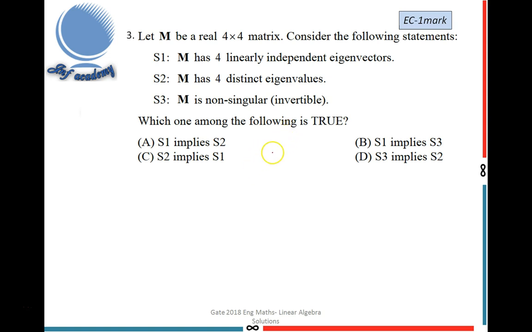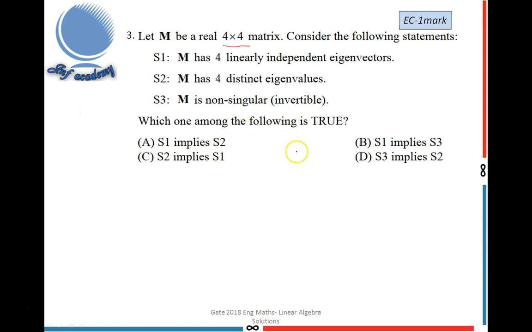Let's move on to the third problem. This question is from the EC department. It has 1 mark. The question is, let M be a real 4 by 4 matrix. Consider the following statements. S1: M has 4 linearly independent eigenvectors. S2: M has 4 distinct eigenvalues. S3: M is non-singular. Which one among the following is true?